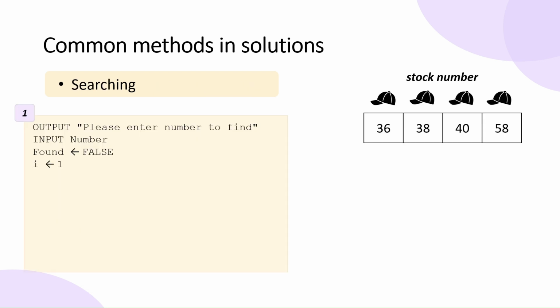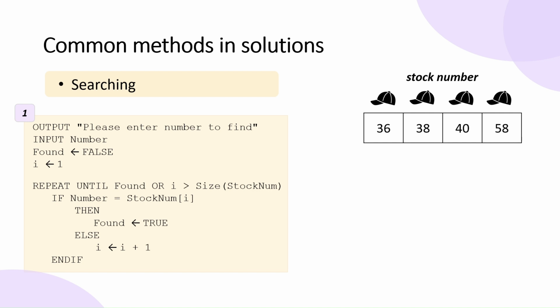How about the searching methods? For example, you want to know whether the number 52 products are still in the stock array or not. How can you write a program to check it? So first, this program can output, please enter a number to find, and then the user can input a number. You can create a variable to represent the status of whether you found the number or not. And in order to go through the array, you can create a counter named I.